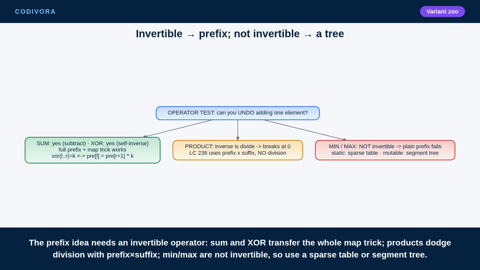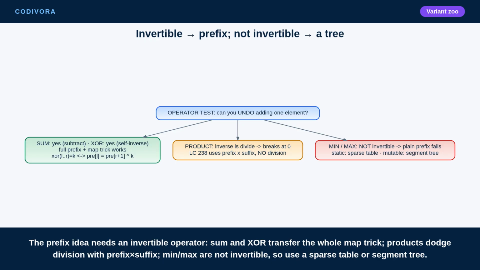Last, the variant zoo, and the one test that decides everything. Can you undo adding a single element? For sum, yes, you subtract. For XOR, yes, XOR is its own inverse. So the entire HashMap trick transfers. Subarray XOR equals K and all.